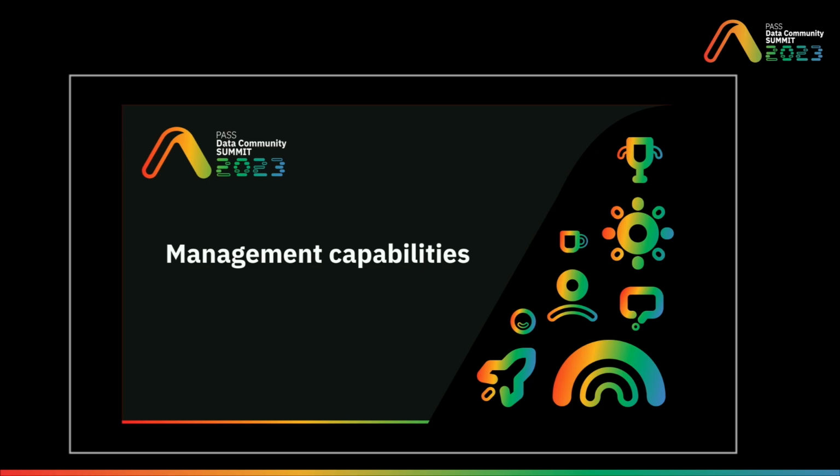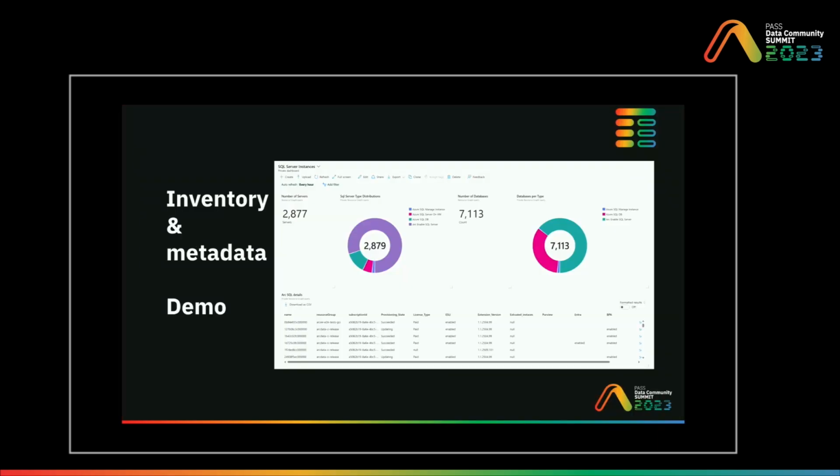Go ahead. Thanks, Raj. So you all heard from Raj about 3 categories of capabilities, right? The first one is management capabilities, govern, and secure. So under the management capabilities, I'm going to talk about a few that we have released already and a few that are releasing this week. So the first one is inventory and metadata.